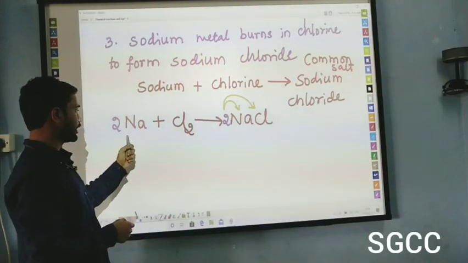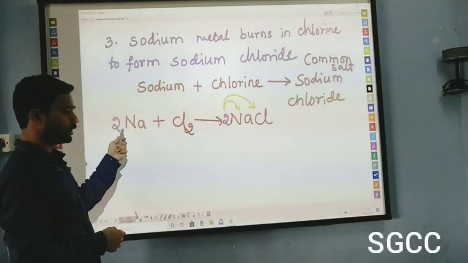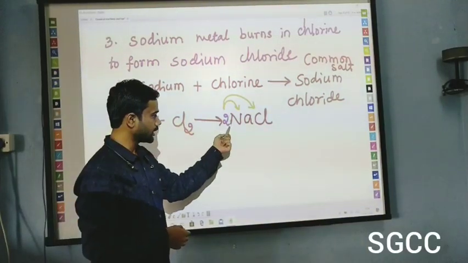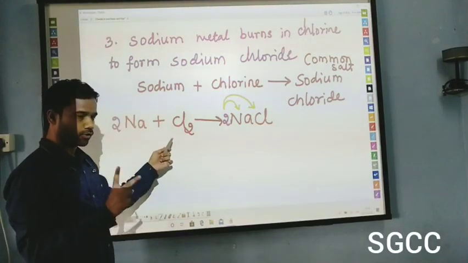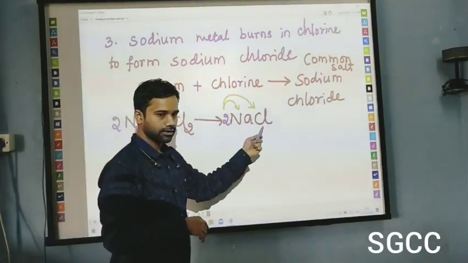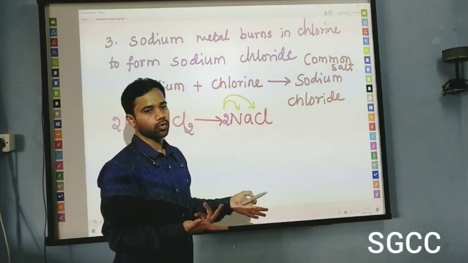So let me check once again. How many sodiums were present? 2 here in the reactant side. Check in the product side. Also 2 here. Let me check the reactant side for chlorine. How many chlorines were present? 2 chlorines were present. Let me check the product side. How many chlorines were present? Also 2 chlorines were present.